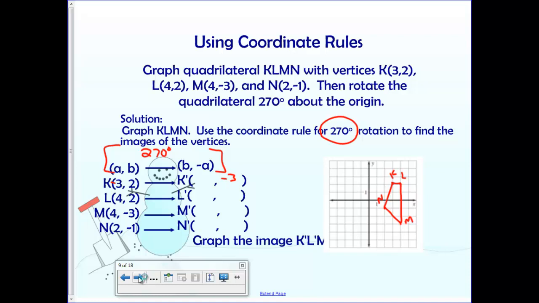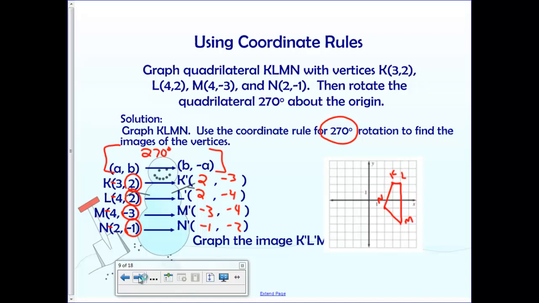So here, I change the sign on the first one, and then it goes last. Does the b change? The sign on the b does not change, but instead of being last, it's now first. So I fill in what's left. This 2 goes first, this 2 goes first, this negative 3 is now first, and this negative 1 is now first. So I get those new points.